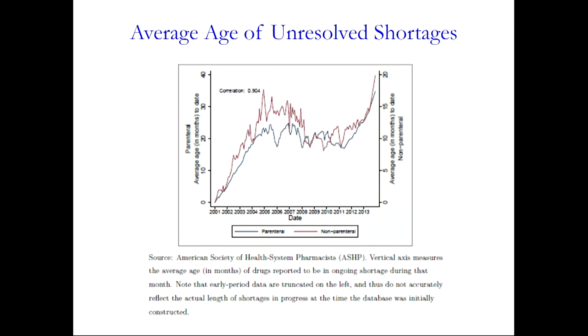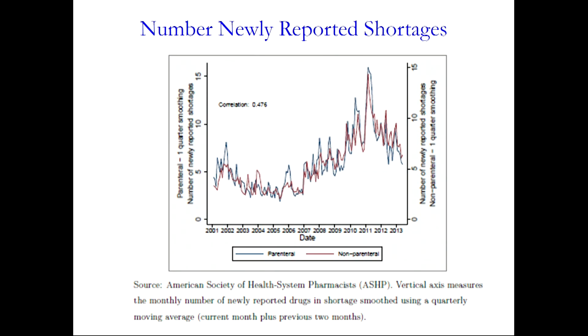And if you look at the average age of the unresolved shortages, on the vertical axis it's for parenterals, and you see that goes from 0 to 40 months. On the right vertical axis, you see it for non-parenterals. It goes from 0 to 20 months. What that implies is that parenteral drug shortages take much longer to resolve than non-parenteral drug shortages. And just as one other correlation here, you can see that the trends for the number of newly reported shortage drugs are very similar for parenteral and non-parenteral.